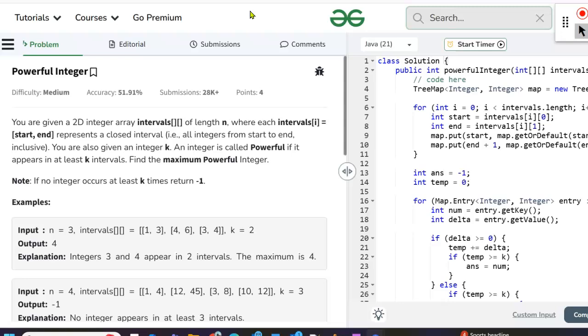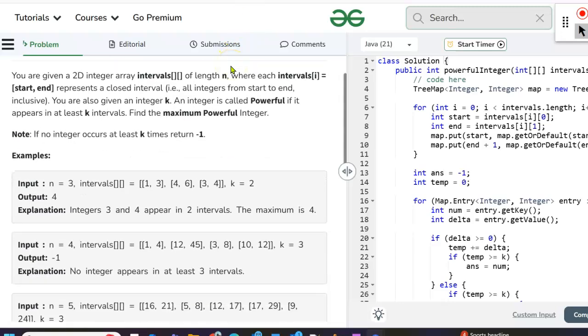You're also given an integer, k. An integer is called powerful if it appears in at least k intervals. Find the maximum powerful integer. If no integer occurs at least k times, then return -1.